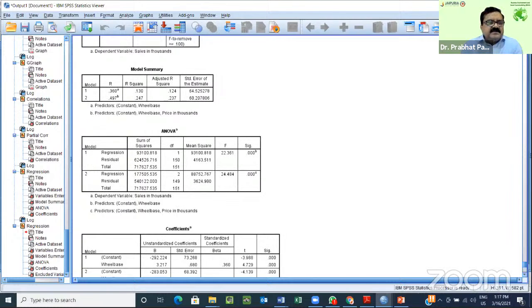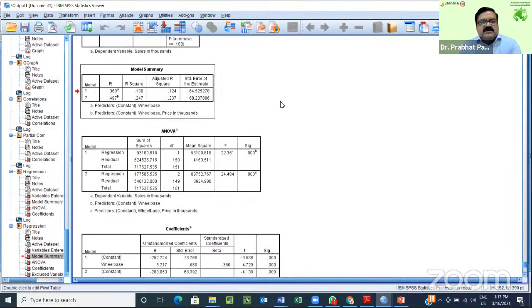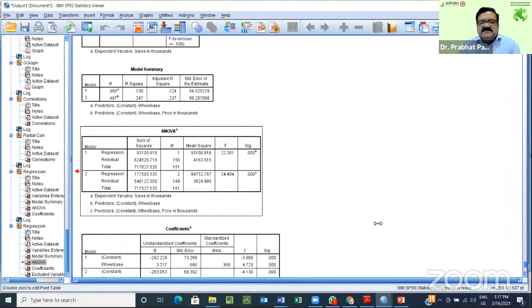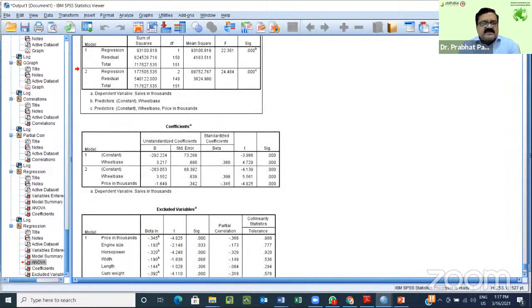Here in the model summary, you can see there are two models it has calculated. So it has done two iterations, and our concern is the second iteration. In the first iteration, you can see the R square is 0.13 and it has improved to 0.247. So obviously the model is not that strong, but in the second iteration the R square has improved. In ANOVA, the first iteration was significant and the second iteration was also significant.